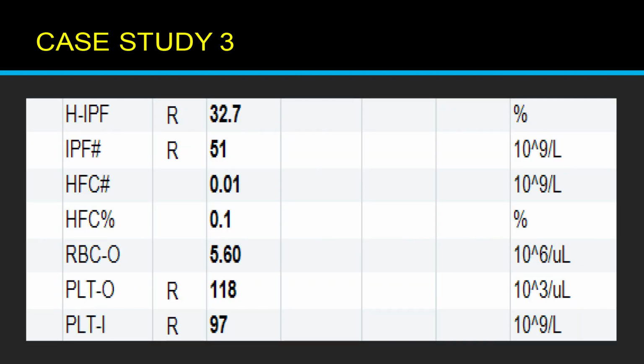So if you look at the optical, it is 118, impedance is 97. That's not too much of a difference. And even the high fluorescence IPF is pretty high, 32.7%. High fluorescence IPF in our setting, our normal range was up to about 3%.